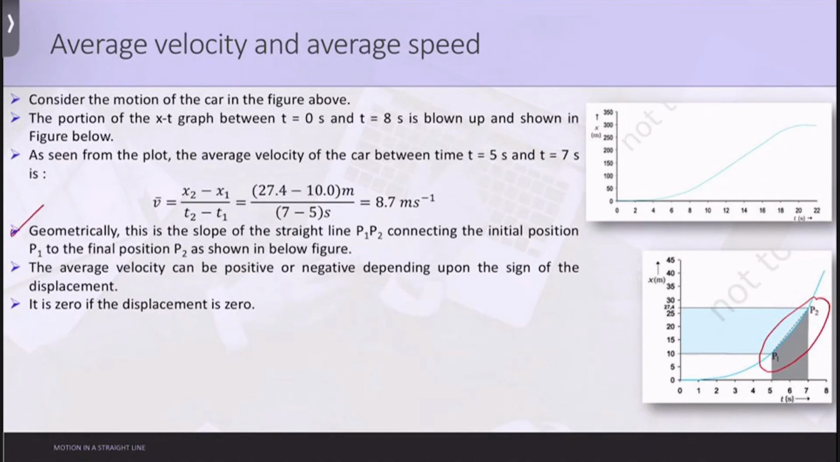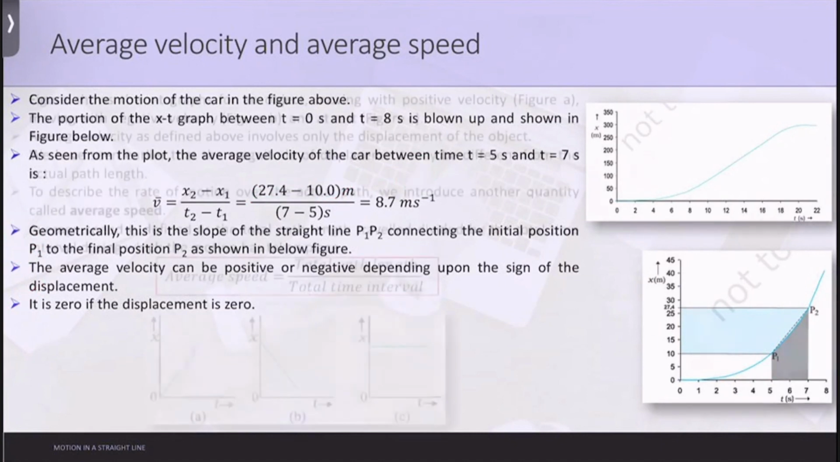The average velocity can be positive or negative depending upon the sign of the displacement. Quite evident. So it depends upon whether this value comes out to be positive or negative. If it comes out to be positive, then v bar is positive. If it comes out to be negative, then v bar is negative. Also, this value can come out to be 0. It is 0 if the displacement is 0, because time cannot be 0. Time will always go on.